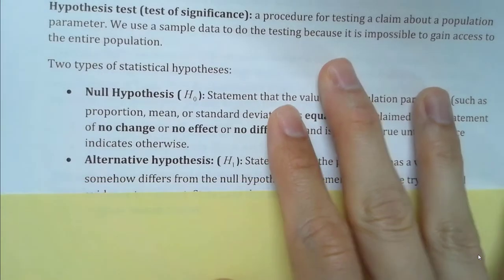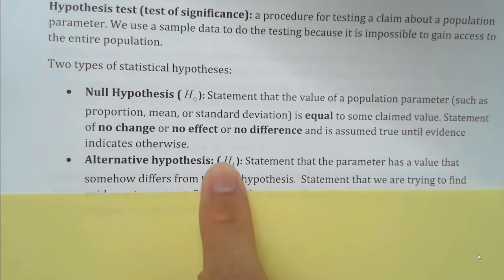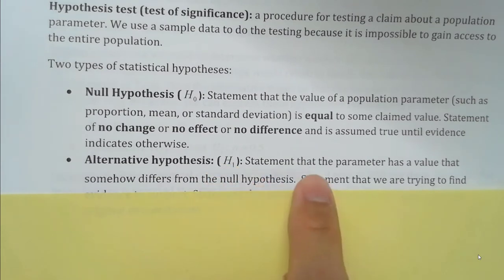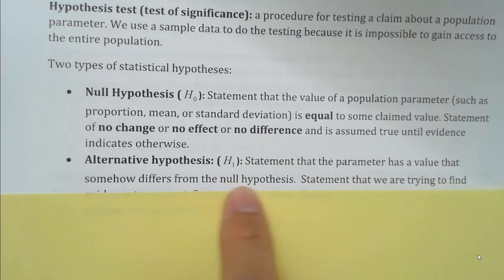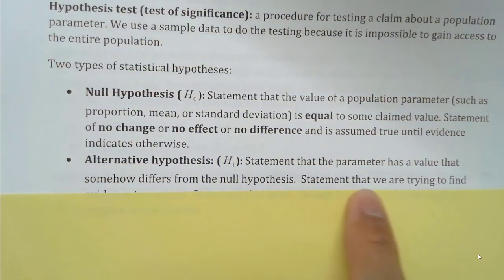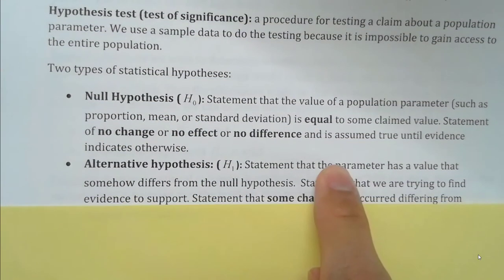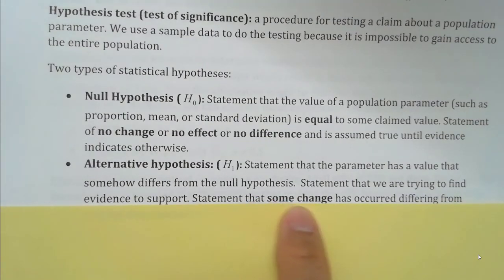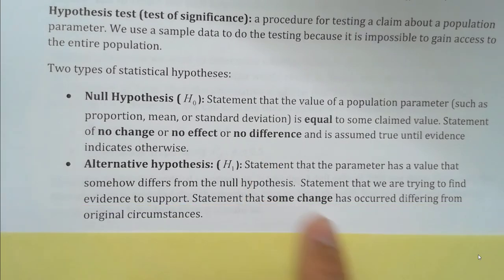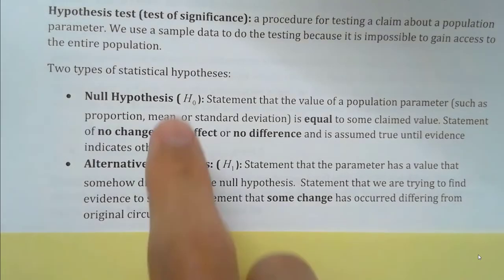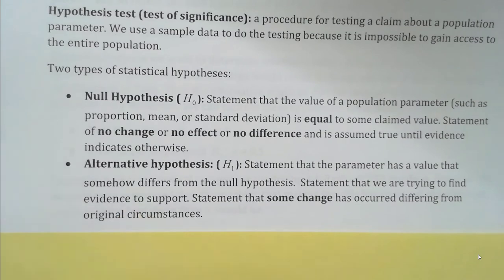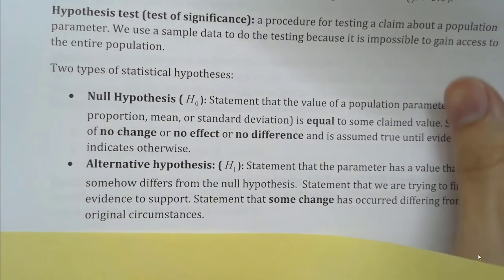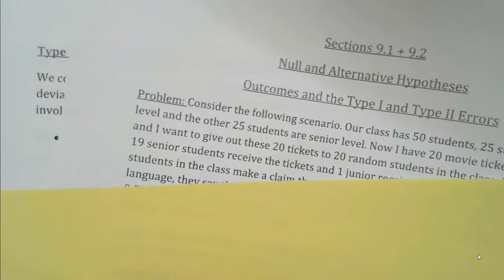The other one is the alternative hypothesis, H1. This is a statement that the parameter has a value that somehow differs from the null hypothesis. It is the statement that we are trying to find evidence to support, the statement that some change has occurred, different from the original circumstances. So H0 is the null hypothesis. H1 is the alternative hypothesis. We'll see a few examples for these two statistical procedures.